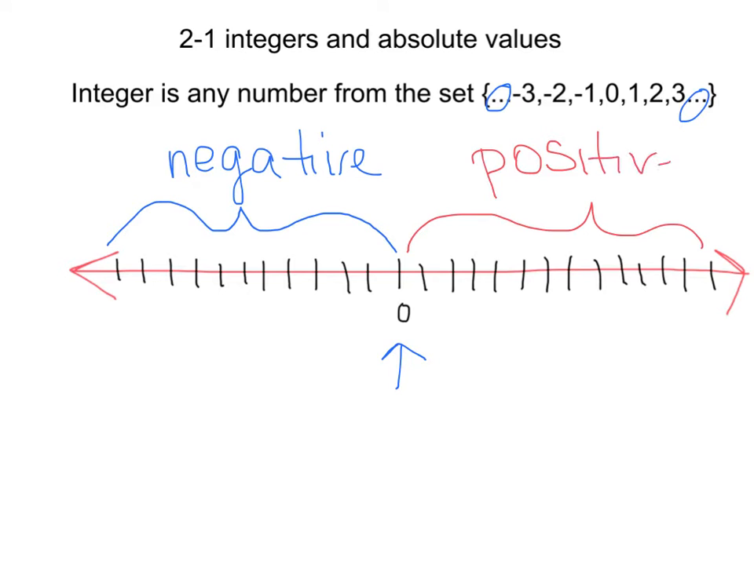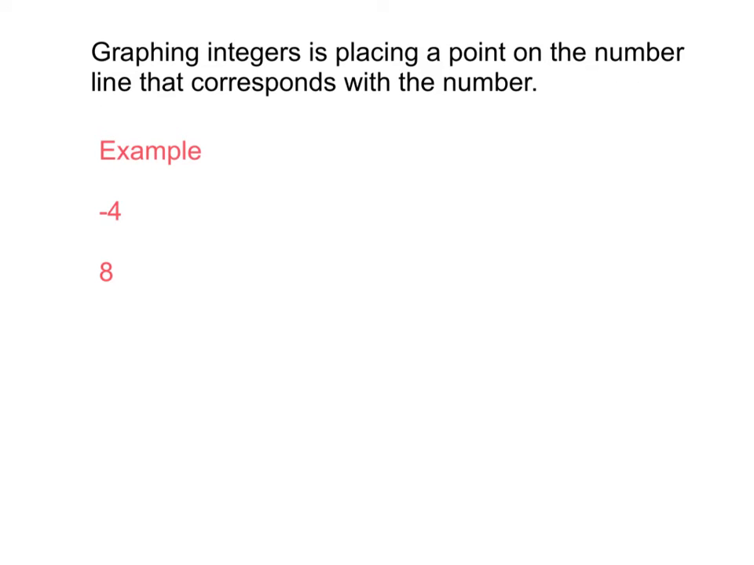Now you see on my graph that my arrows are at the end of the number line. That represents that the number line goes on and on and on forever without end. Graphing integers is when you're placing a point on the number line that corresponds with the number you're trying to represent. So we have two examples, -4 and 8.